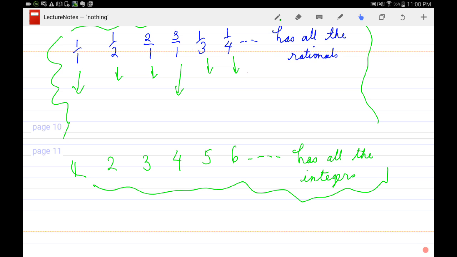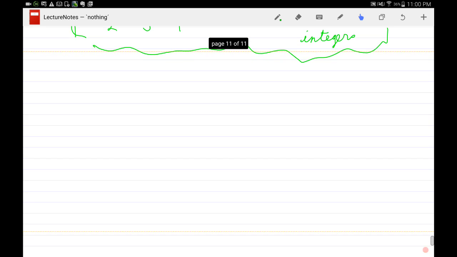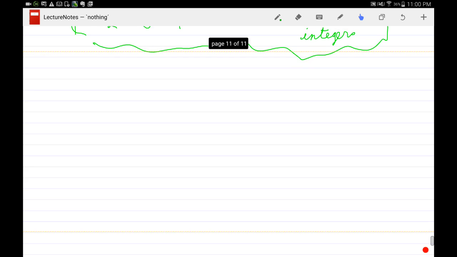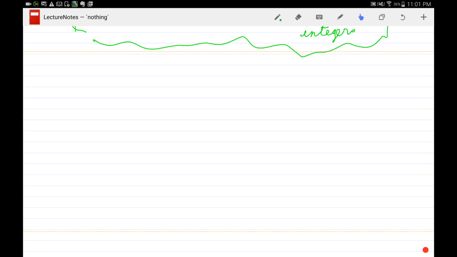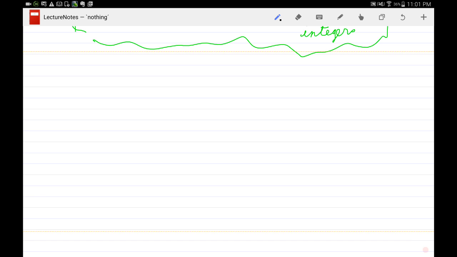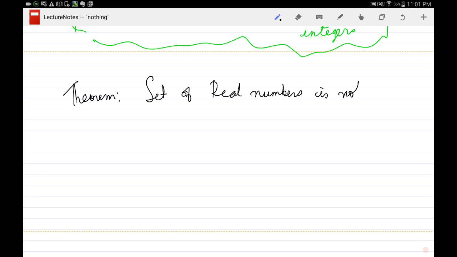Okay, now let's show that the set of real numbers is in fact greater than the set of rationals or integers. In other words, that the infinity corresponding to the reals is greater than the infinity of the rationals or integers. Let's change colors again. Back to black. So how do we do this? We're going to, this time, prove this claim by contradiction. So this is a theorem. Set of real numbers is not countable.